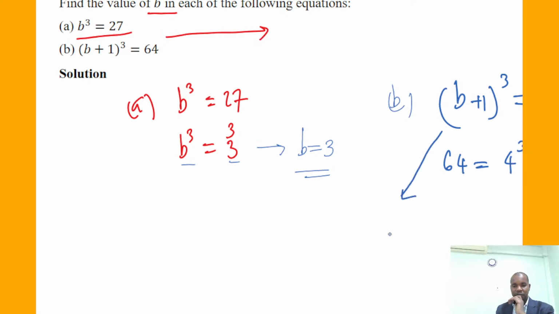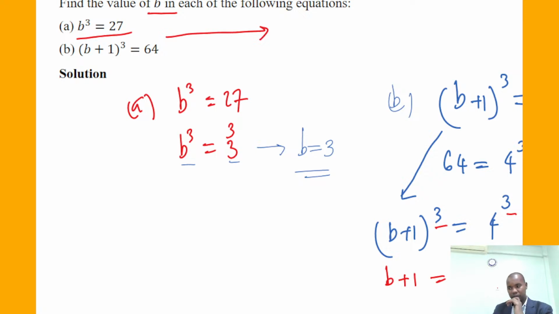So taking the expression, now we'll be having (b+1)^3 equals 4^3. You see that the exponents are the same. You have 3 here and we have 3 there. So you just compare bases: b+1 equals 4, and eventually b will be 4 minus 1, which is equal to 3. Yes, students.